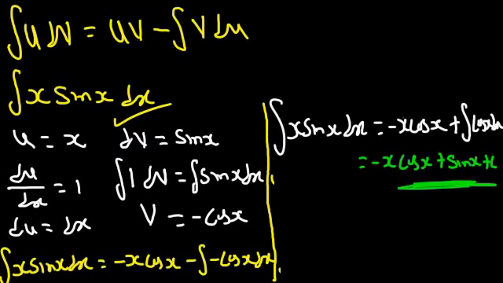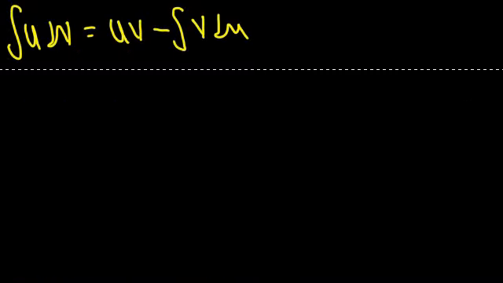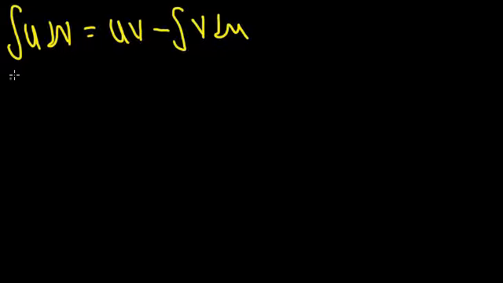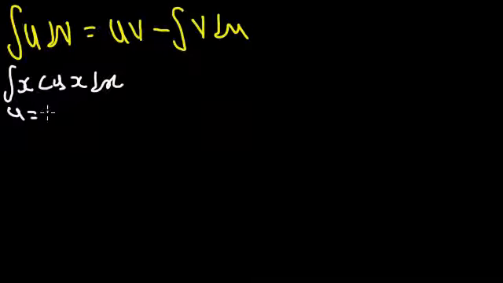And that's it. On to example number 2. Feel free to pause the video and figure this out yourself. Determine the integral of x cosine x with respect to x. Alright? Now, it's obvious that our u would be x and our v would be equal to cosine x.